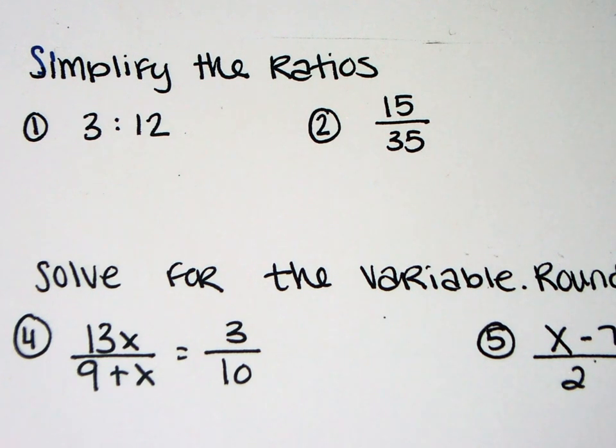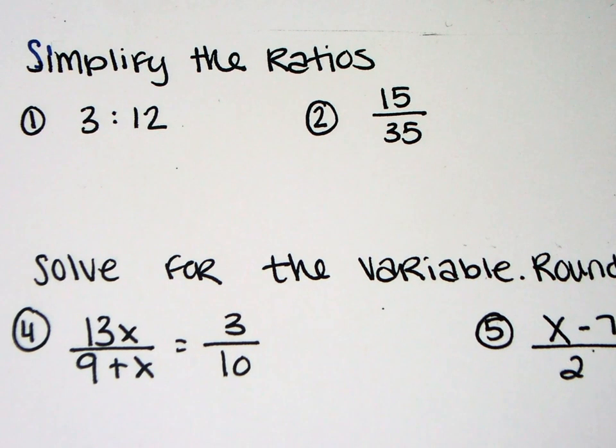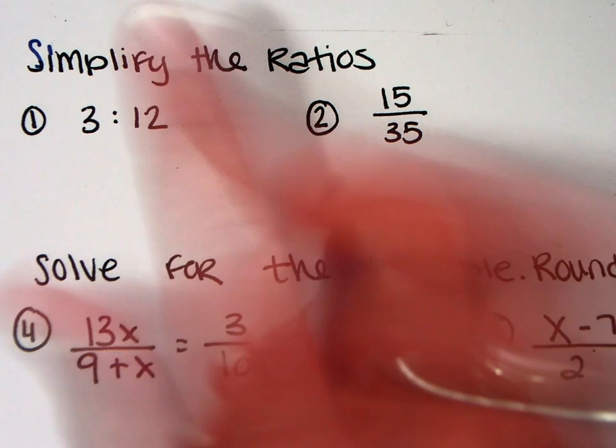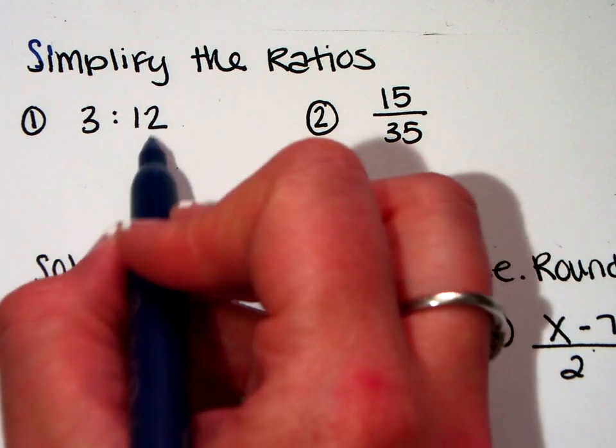Today's lesson is about ratios and proportions. A ratio is something that compares two numbers, and a proportion compares two ratios. So let's simplify this ratio. Remember, you always want to simplify them. 3 compared to 12, 3 to 12.